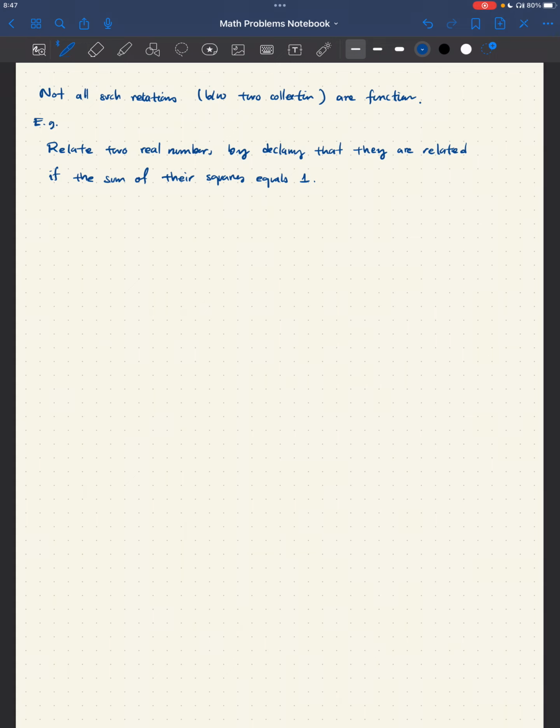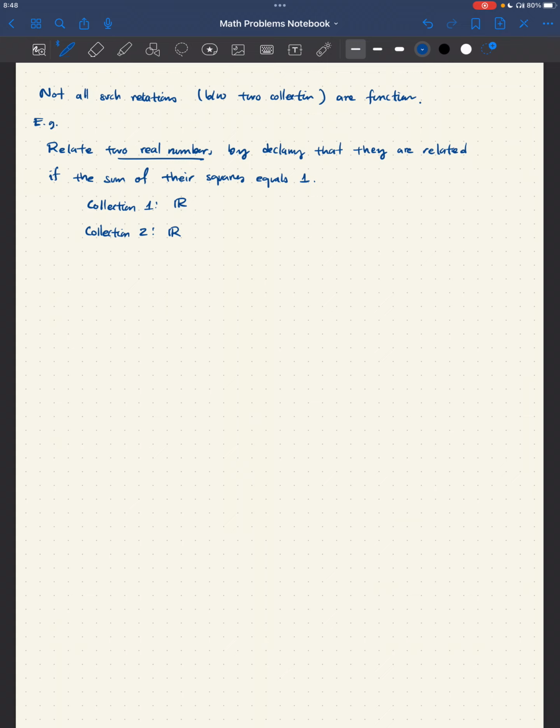Okay. So what happens here? In this declaration, we have two collections. I'm not going to say domain and codomain because I'm not sure whether this is actually a function. Actually, this won't be a function. So what would be the first collection? Well, once again, we're relating real numbers, so the first collection involved here is nothing else but the collection of real numbers. What about the second collection? Same thing, real numbers. We are relating two real numbers.